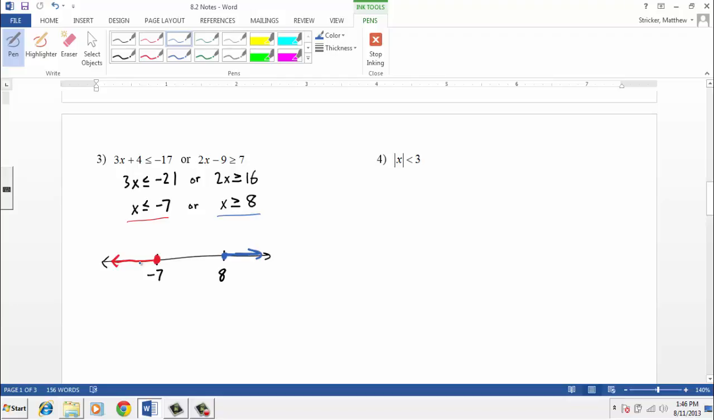Now, in the same way, we could put each one of these solutions in interval notation. This solution is going to be everything from negative infinity to negative 7, including negative 7. And then the blue region is going to be everything from 8, including 8, with a bracket, out to positive infinity.